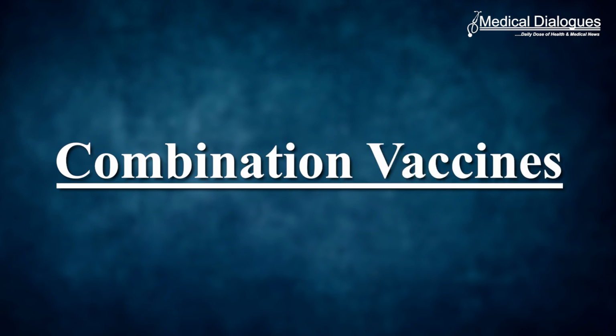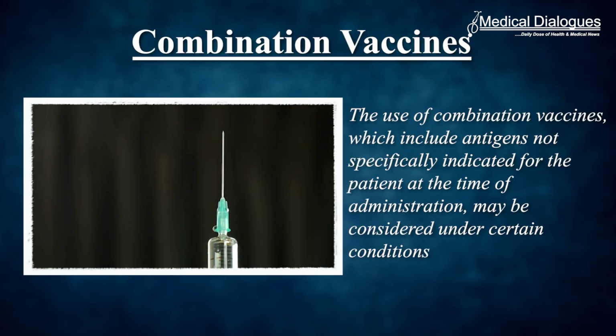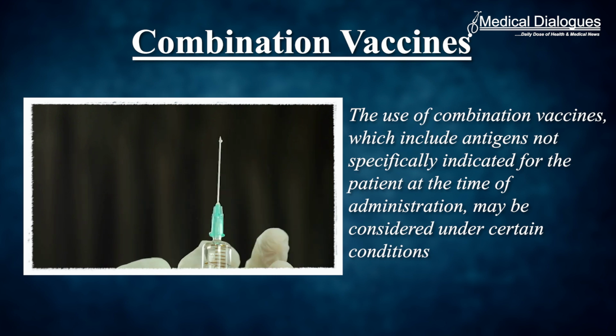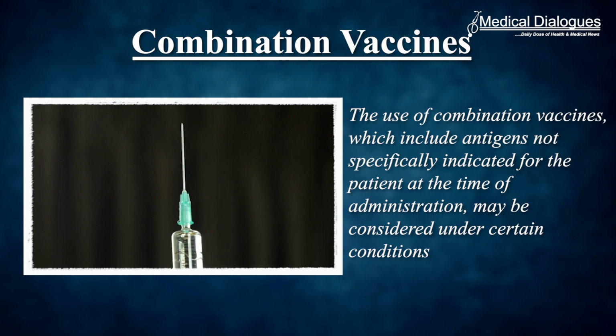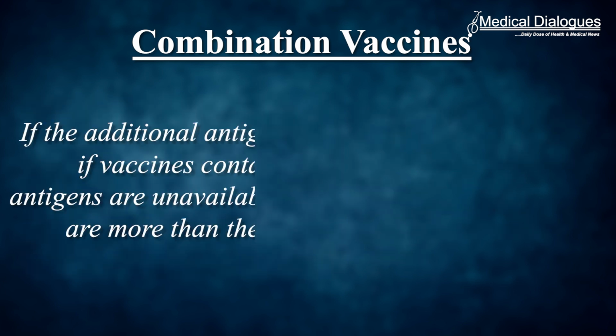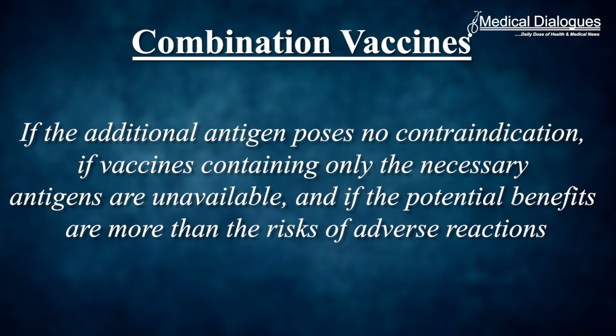Combination vaccines. The use of combination vaccines, which include antigens not specifically indicated for the patient at the time of administration, may be considered under certain conditions: if the additional antigen poses no contraindication, if vaccines containing only the necessary antigens are unavailable, and if the potential benefits are more than the risk of adverse reactions.